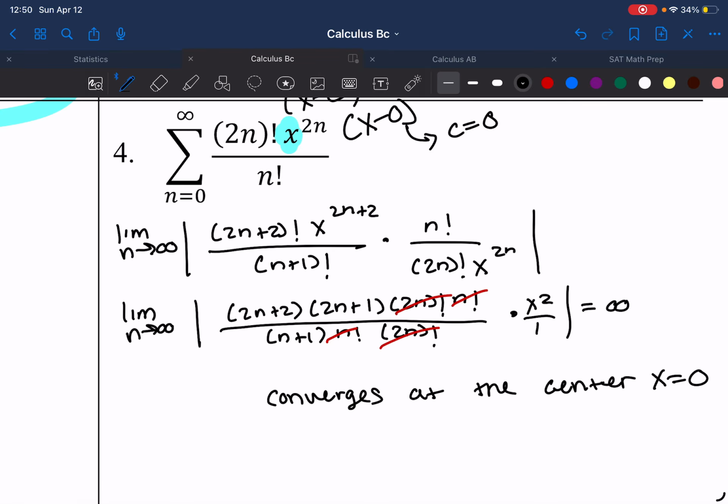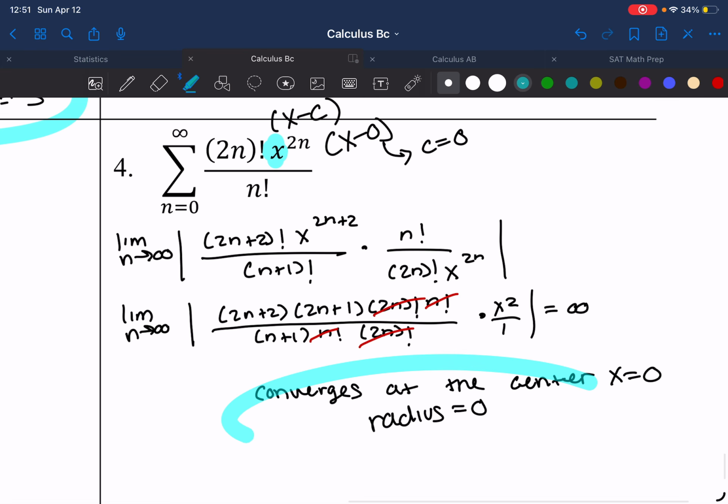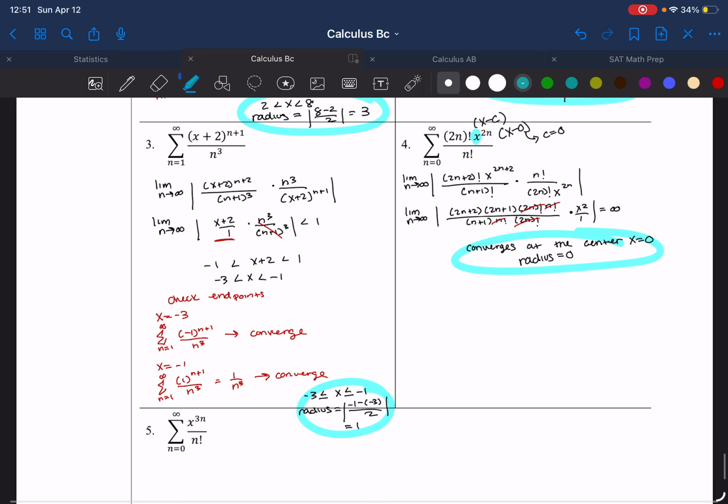And if our center is x equals 0, that means our radius, which is also the distance to our center, is not going to have a distance because the center is 0, so the radius is also 0. So these are my answers. Okay. Last example.